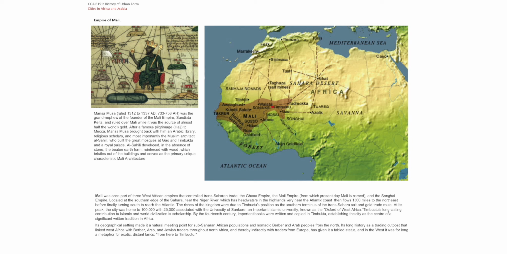There was a great empire that developed here in West Africa, the Mali, which was ruled by Mansa Musa, who was actually the grandnephew of the founder of this empire, Sundiata Keita. It was the source of almost half the world's gold supply. Absolutely astonishing. They became very wealthy, and it became a center of learning. He established a series of universities there that became quite famous.